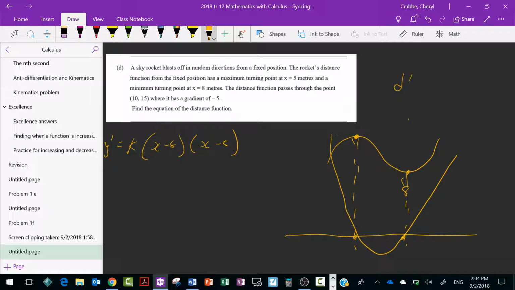And we also know some other information. The distance function passes through the point (10, 15), where it has a gradient of -5. And we've got to find the equation of the distance function. So we've got to anti-differentiate. We've got to work backwards eventually, but we've also got to be able to get this full differentiated expression. We have to be able to get k. So we've got some information.